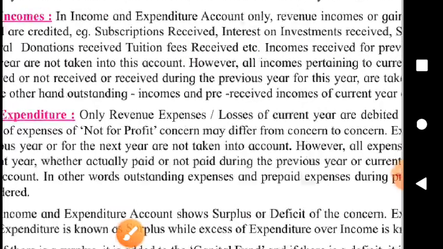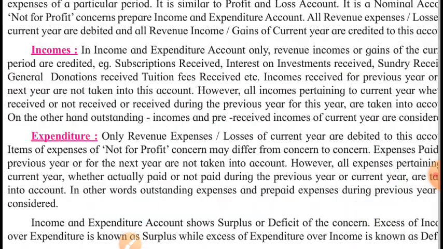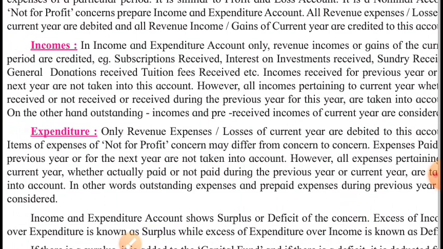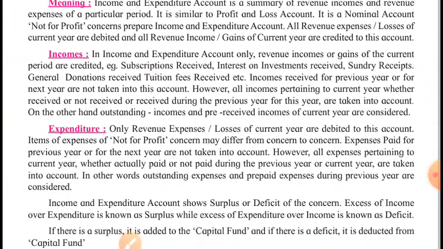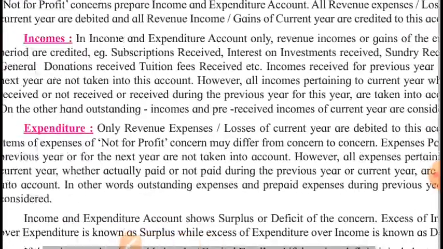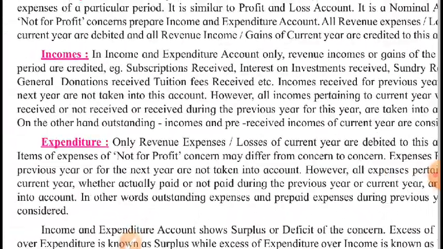Now let us study the point income here. In income and expenditure account, only revenue incomes or gains of the current period are credited, revenue receipts, and that too belonging to this current year are shown. For example, subscription received, interest on investment, sundry receipts, general donations received, tuition fees received, etc.